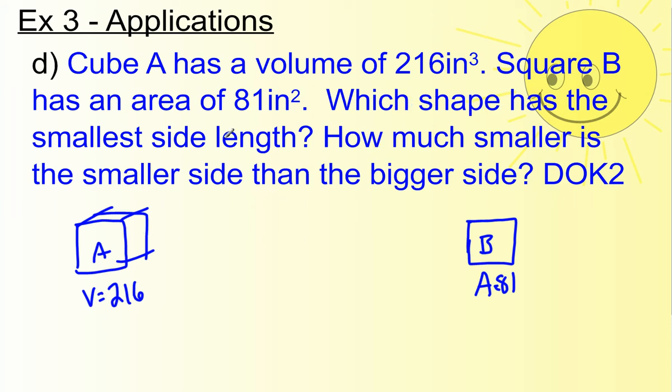Which shape has the smallest side length? So side length is here and here. I want to know which one has a smaller side.